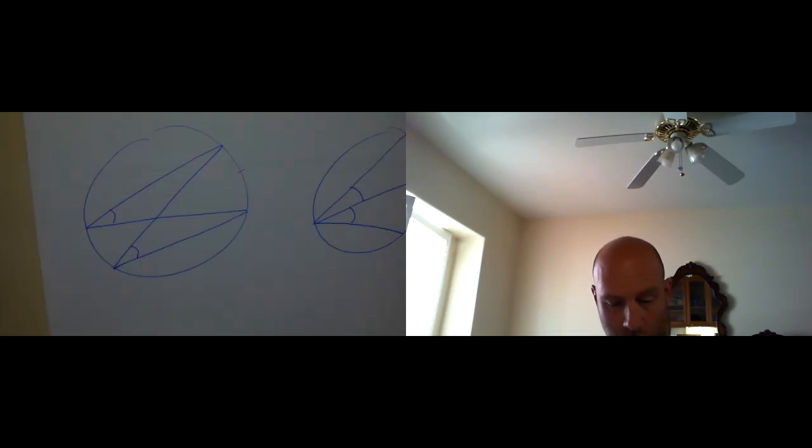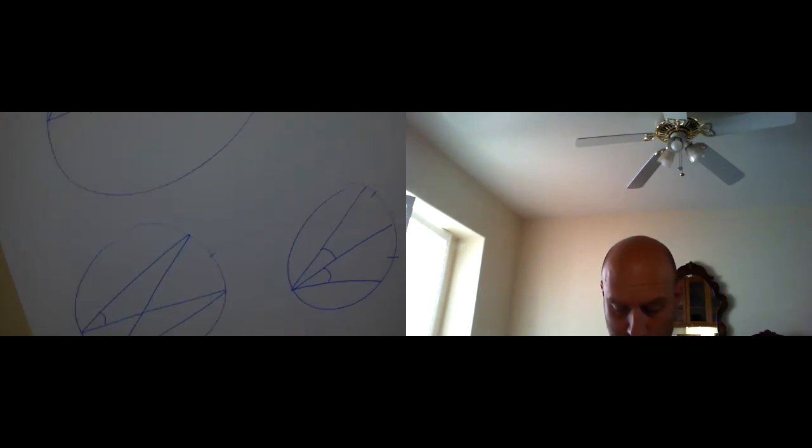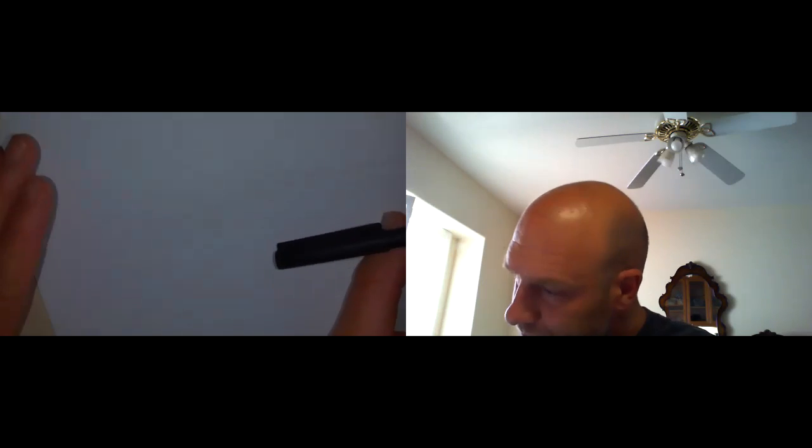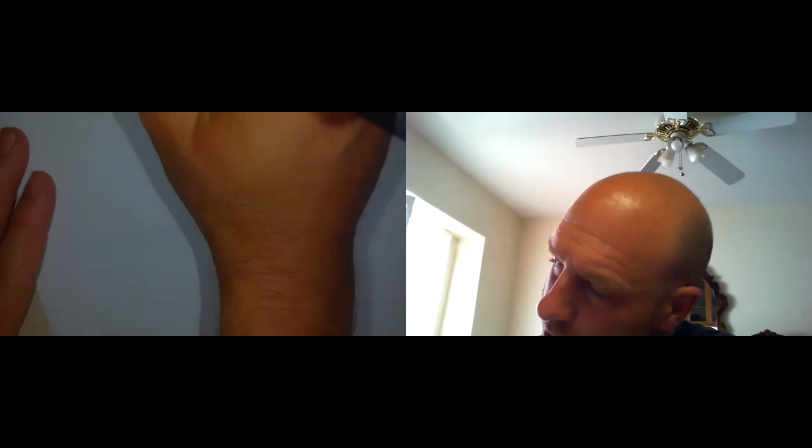But we're getting there. 10.7 talked about inscribed and circumscribed polygons. A polygon is inscribed if it's inside the circle, and a polygon is circumscribed about the circle when the polygon is on the outside. And we had two theorems here.